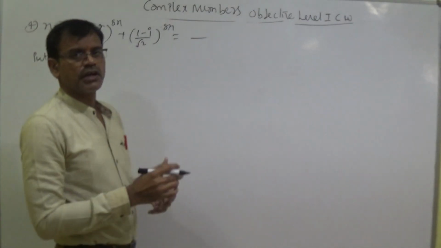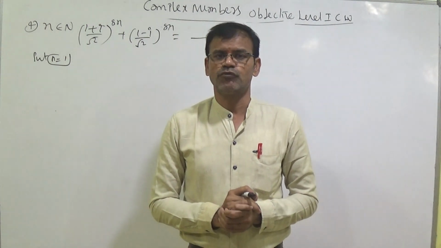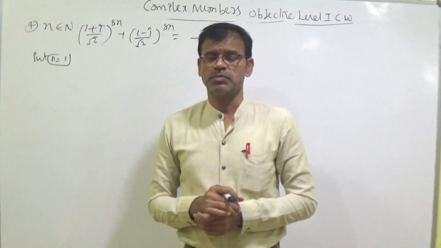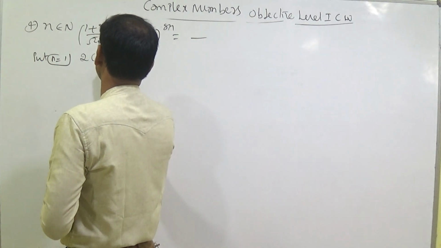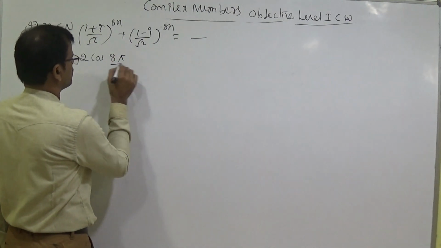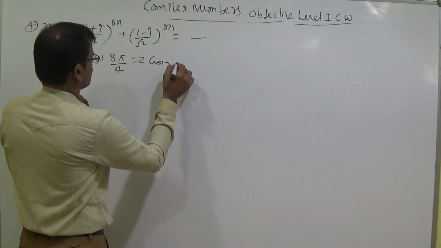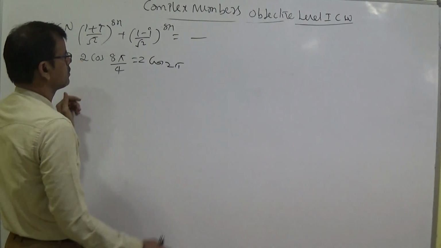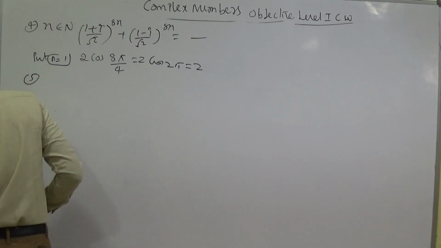So it becomes power 8. 1 by root 2 plus i by root 2 you can understand as cos pi by 4 plus i sin pi by 4, whole power 8. According to De Moivre's theorem, cos 8 pi by 4 plus i sin 8 pi by 4. Whenever you are adding, you get the real part. Cos theta plus i sin theta plus cos theta minus i sin theta becomes cos 8 pi by 4. So cos 2 pi, 8 into pi by 4 becomes 2 pi. Cos 2 pi value is 1. So it is simply 2 into 1, which is 2.